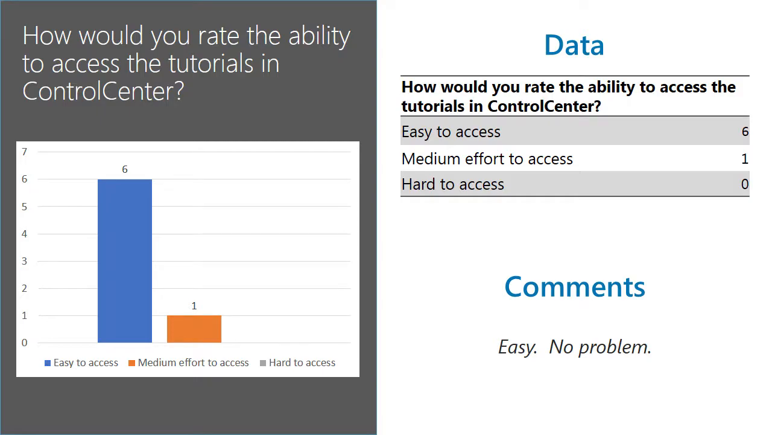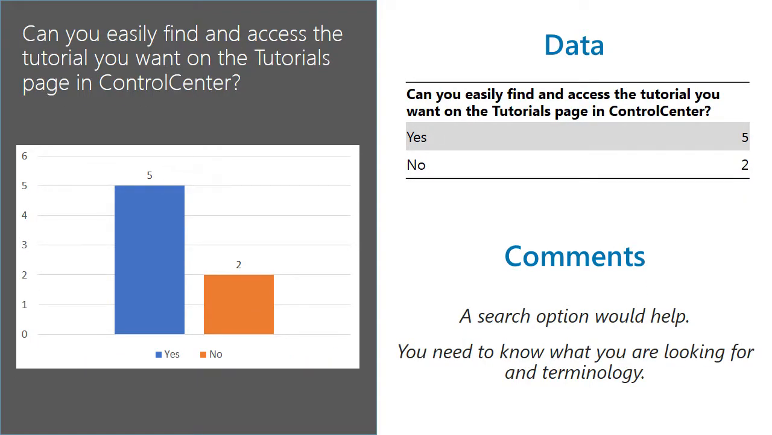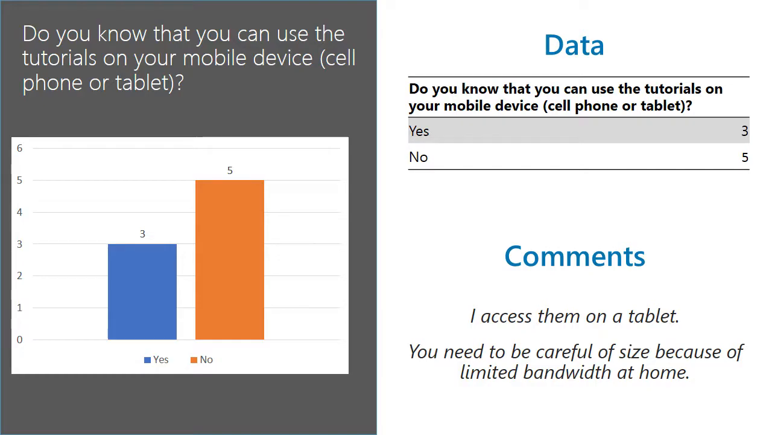We also wanted to know how easy it was to access the tutorials in Control Center. Most people found it pretty easy to access. We wanted to know how easy it was to access a specific tutorial on the tutorials page in Control Center. Most people found it easy, but a few people found it difficult. One client had a great recommendation to add a search field to the tutorials page so that you could search by keyword for a specific tutorial. Since our tutorials are mobile device compatible, we wanted to know if users knew that they could use it on their cell phone or tablet. Most users, more than 50%, did not know this fact.